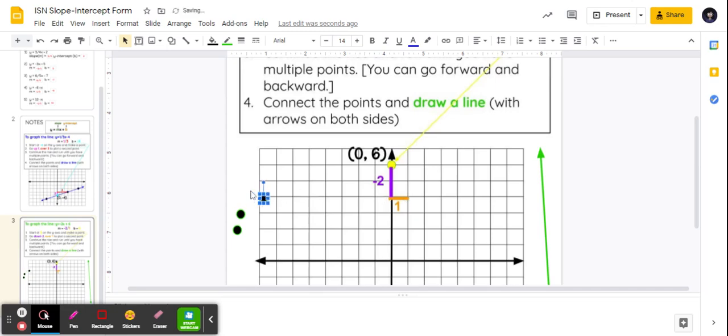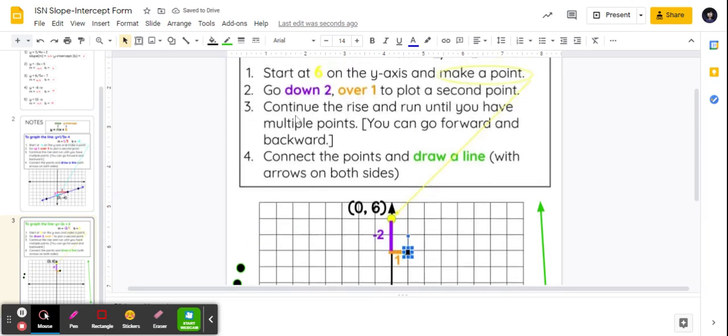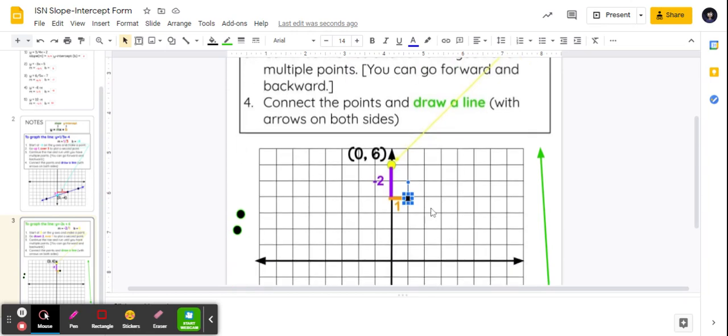So I'm going to use my arrow keys. I'm going to slide all the way over and then place it there at the end. So I'm going to keep doing that. It says continue the rise and run until you have multiple points. You can go forward and backward. So from here, I would go down 2 over 1.